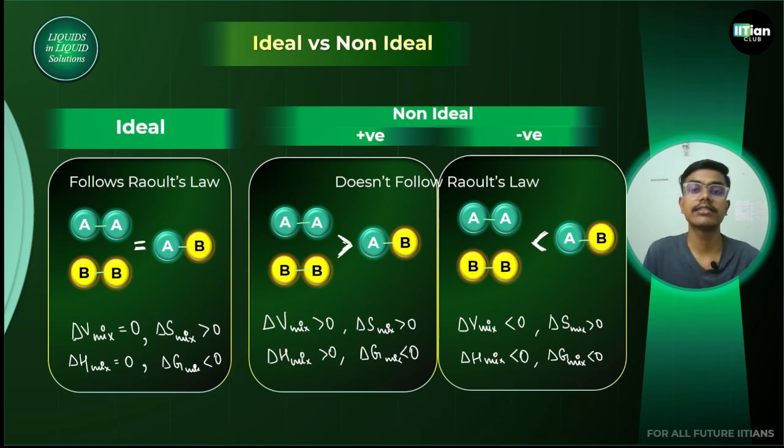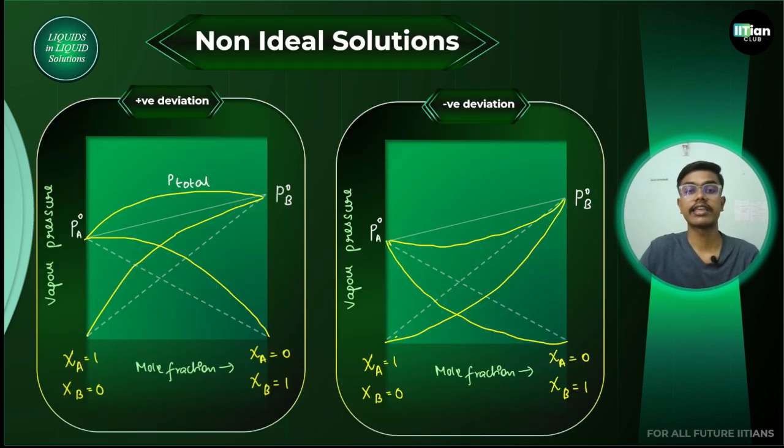In non-ideal case, there are two cases, that is positive and negative deviation. Positive deviation is a case where you find the total pressure is more than the ideal case, and in negative the total pressure is less than the ideal case. When you plot a graph, you will be getting like this. I hope you can see that this is the regular ideal case, and in positive deviation it is above, and in negative deviation it is below.